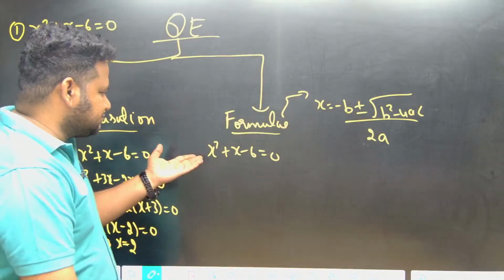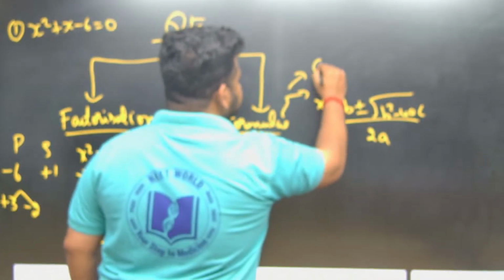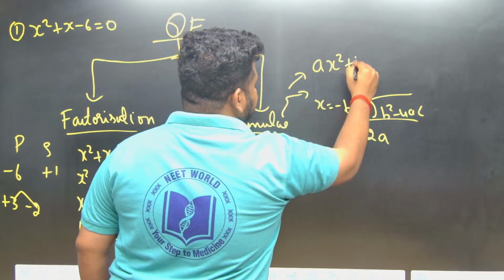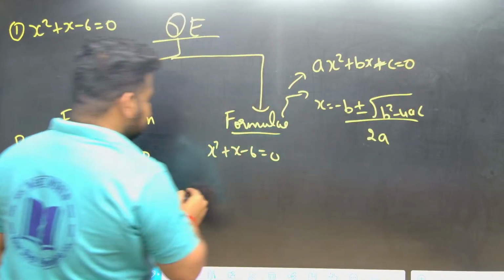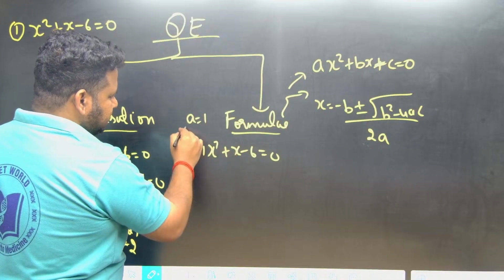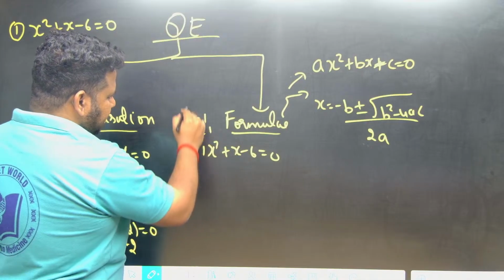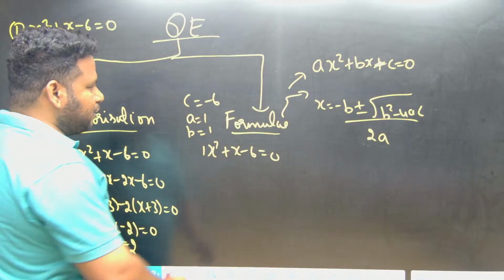So what is this, x square plus x minus 6? So here, what is a? This is the standard equation that we have, that is ax square plus bx plus c is equal to 0. Now in this case, what is the value of a? Here it is 1. So a is 1, here nothing is there, which means b is also 1, and c is what? Minus 6. c is minus 6.